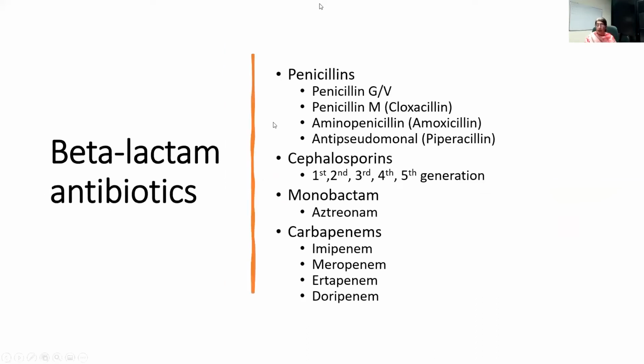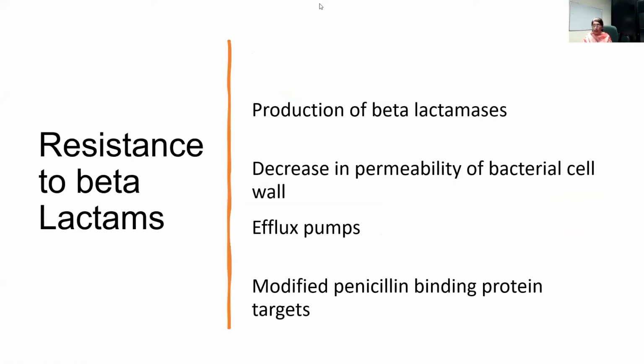Beta-lactam antibiotics are the main group of antibiotics used to treat infections, and in fact the most potent ones. These include penicillins and their derivatives, the cephalosporins, monobactam, which is aztreonam, and the carbapenems: imipenem, meropenem, ertapenem, and doripenem. The main mechanism of resistance is expression of beta-lactamases, which break down the beta-lactam ring and thus make these antibiotics ineffective. I will talk about the various beta-lactamases in detail later.